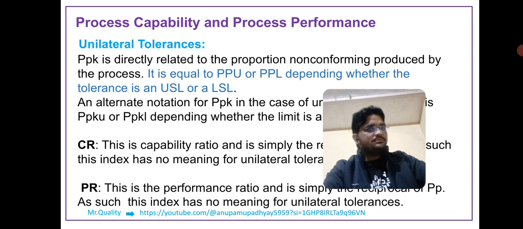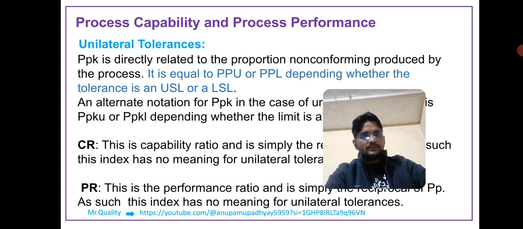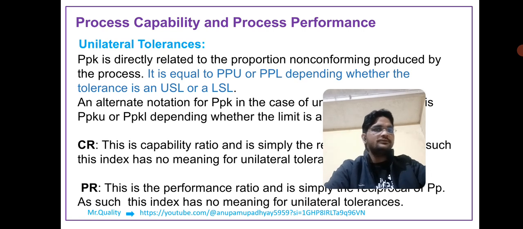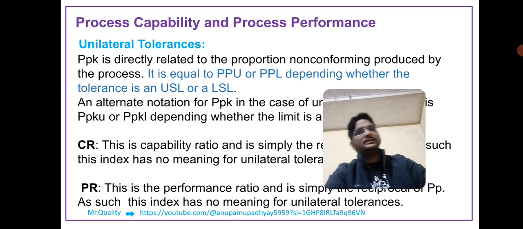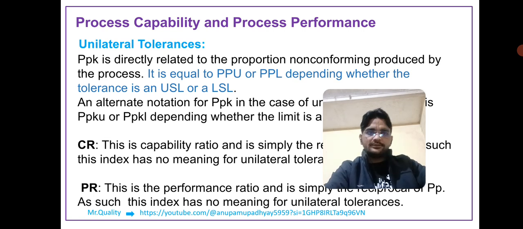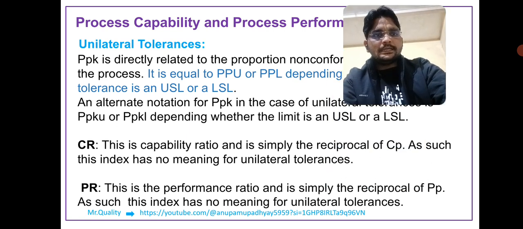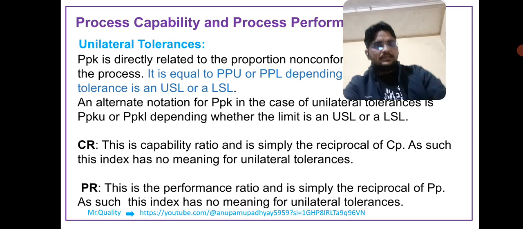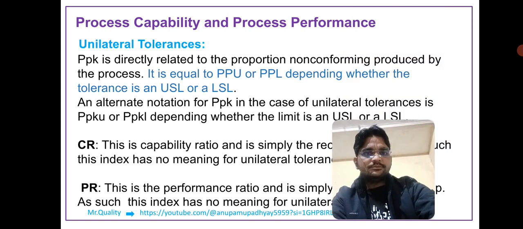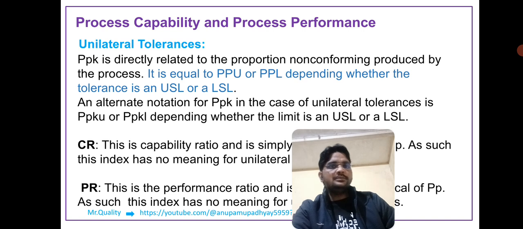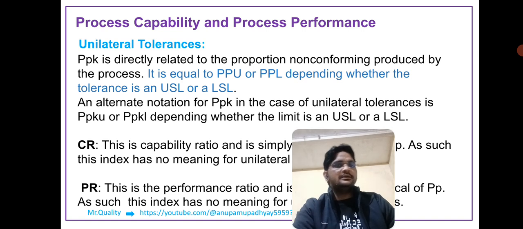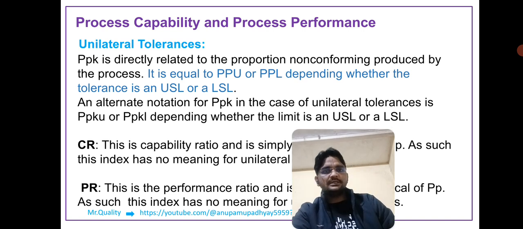For unilateral tolerances, PPK is directly related to the proportion non-conforming produced by the process and is equal to PPU or PPL, depending on whether the tolerance is the upper or lower specification limit. If the upper specification limit, PPK is related to PPU, and if lower, PPK is related to PPL. An alternate notation for PPK in case of unilateral tolerance is PPKU or PPKL, depending on whether the limit is USL or LSL. This is the alternate notation.